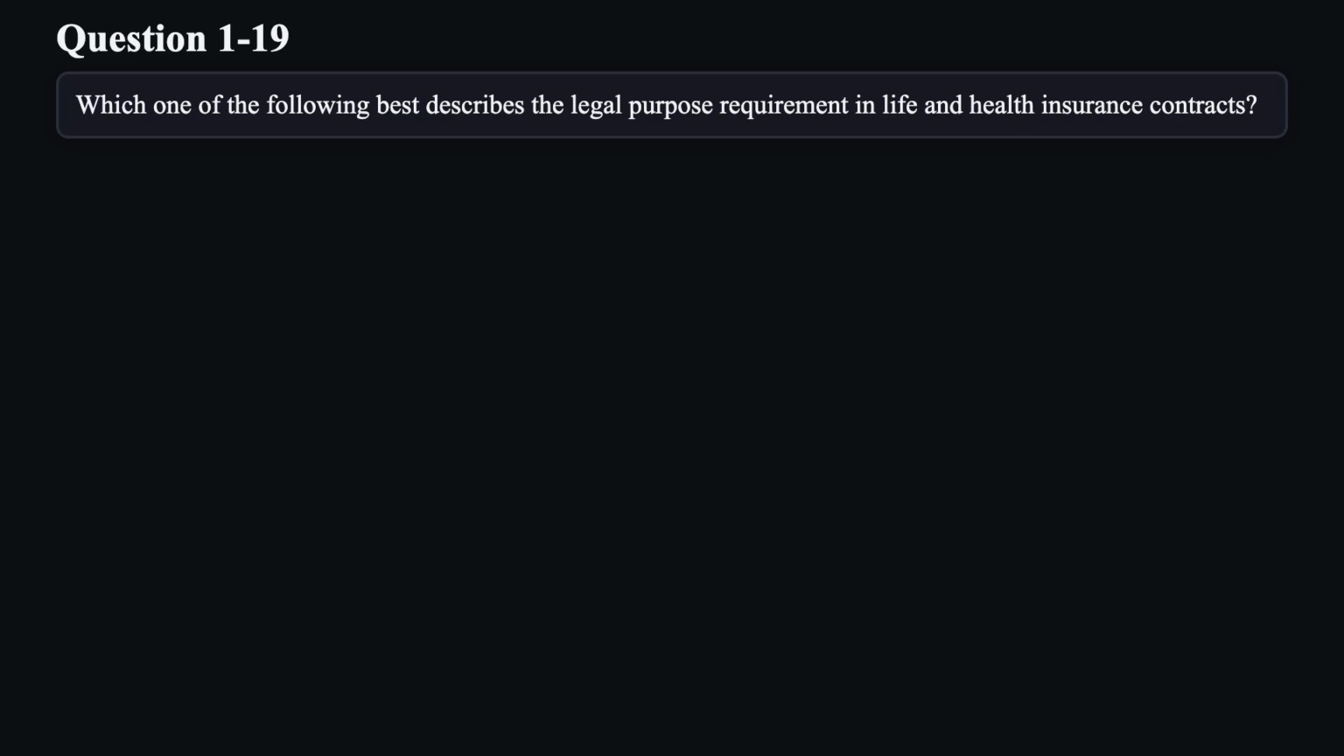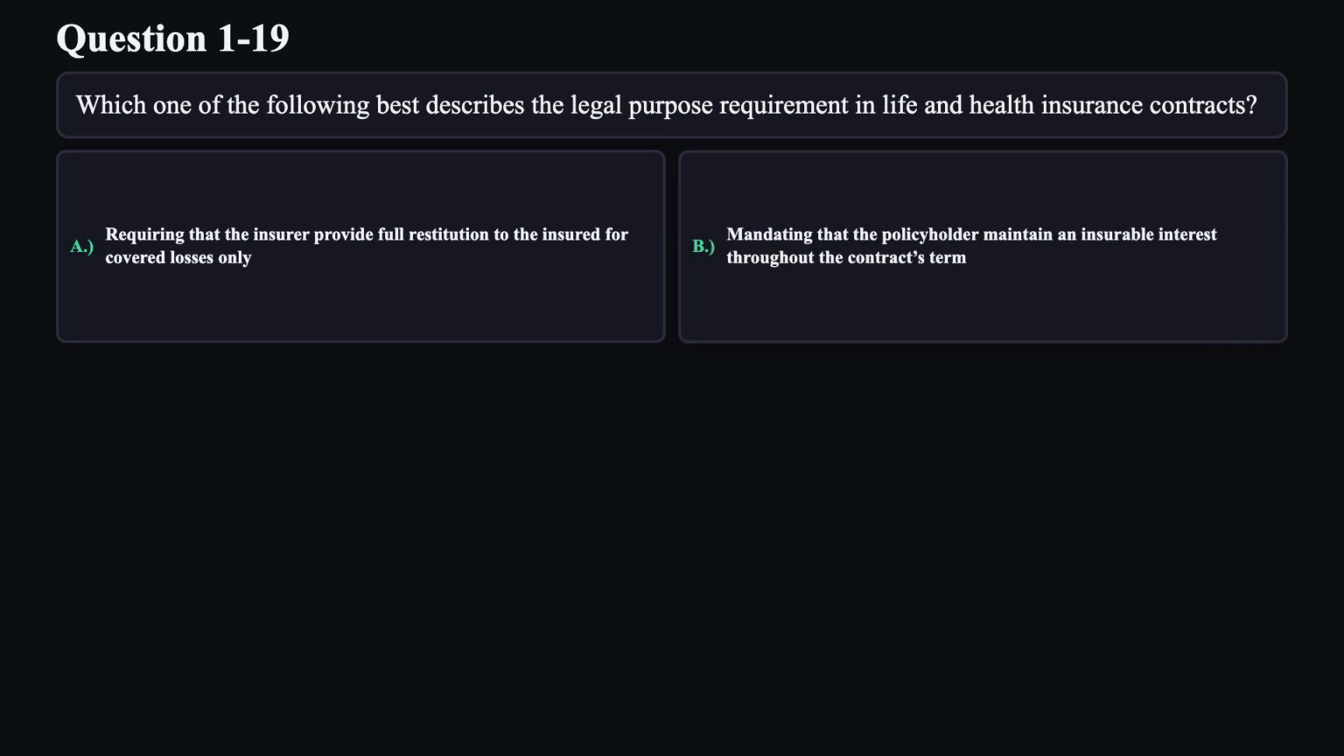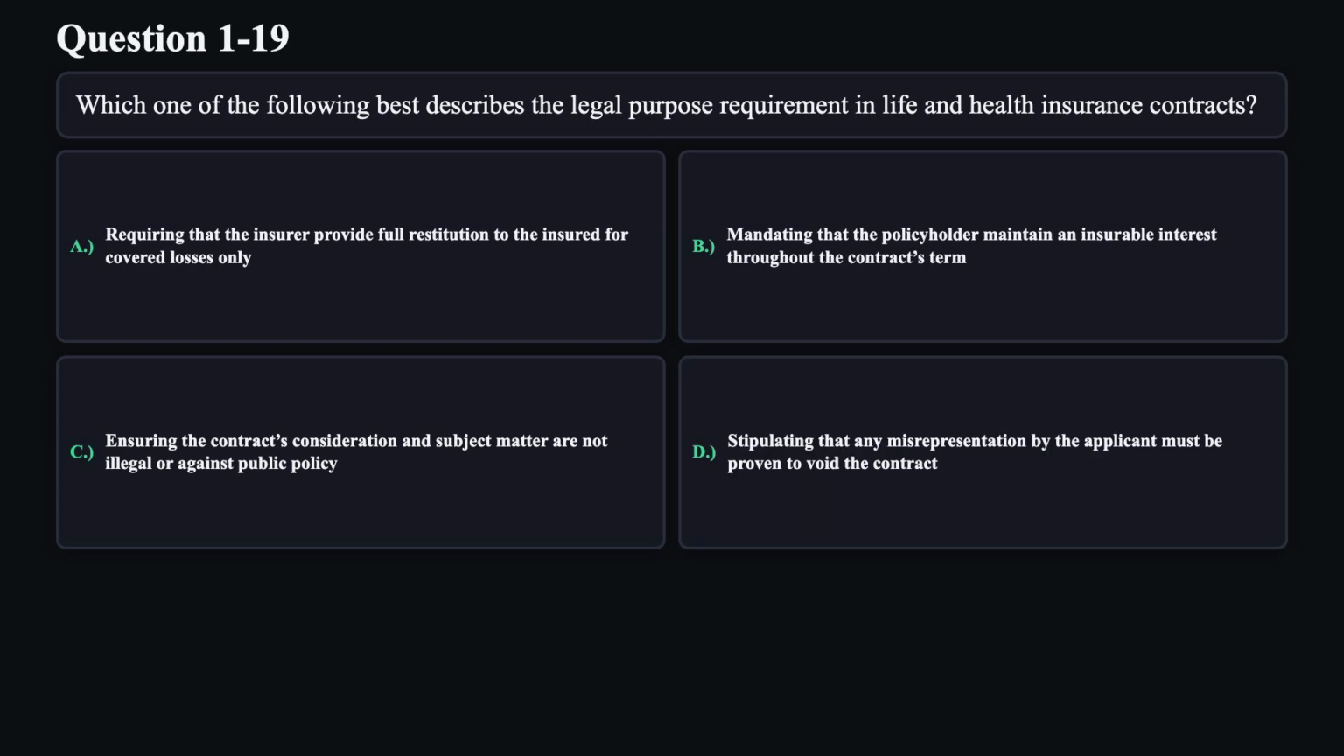Question 19. Which one of the following best describes the legal purpose requirement in life and health insurance contracts? A. Requiring that the insurer provide full restitution to the insured for covered losses only. B. Mandating that the policyholder maintain an insurable interest throughout the contract's term. C. Ensuring the contract's consideration and subject matter are not illegal or against public policy. D. Stipulating that any misrepresentation by the applicant must be proven to void the contract.